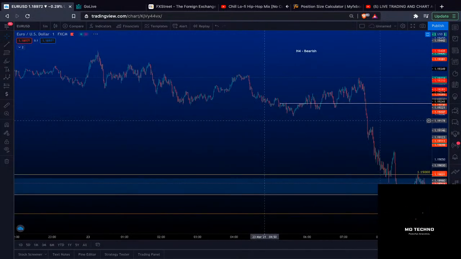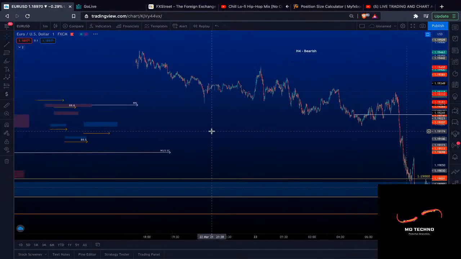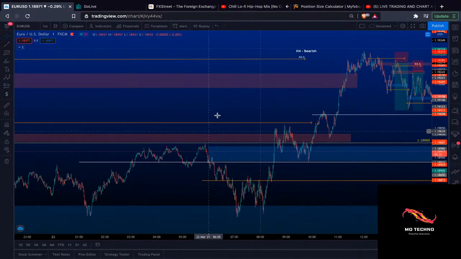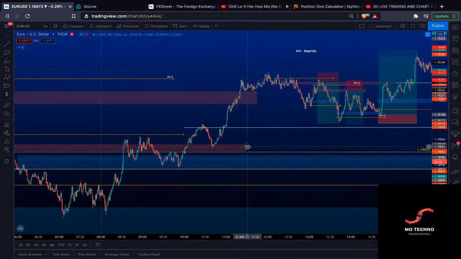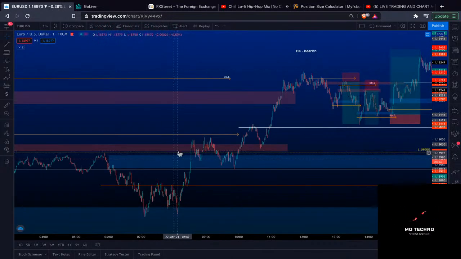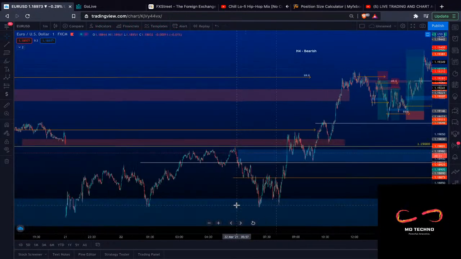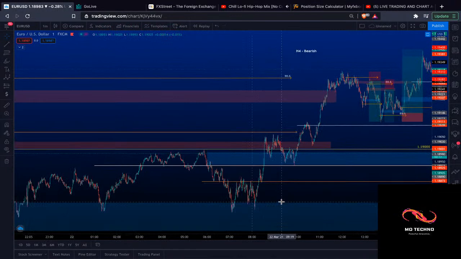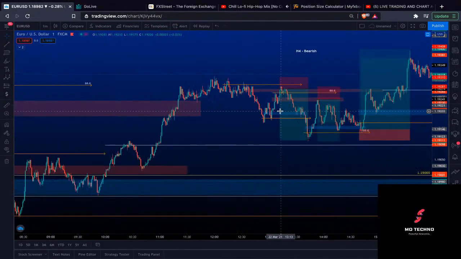Alright, let's just zoom out. Here we go. So what happened here? We got to our first POI. We never really sold because we did not get that price action. This was at 8 a.m. Market opened over here, 8 a.m. This happened. I wasn't trading at 8 a.m. yesterday. Came around New York.